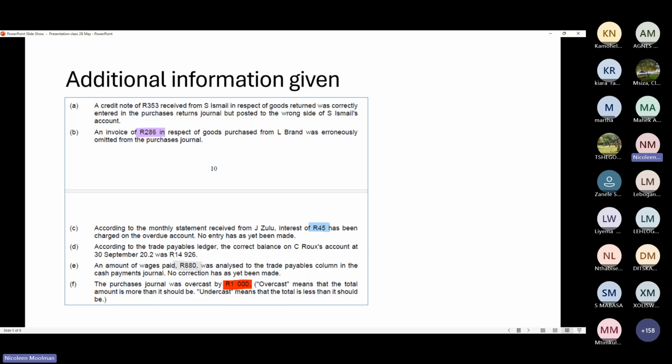The first one, they said a credit note of 353 received from S. Ismail in respect of goods returned was correctly entered in the purchase returns journal but posted to the wrong side of S. Ismail's account.